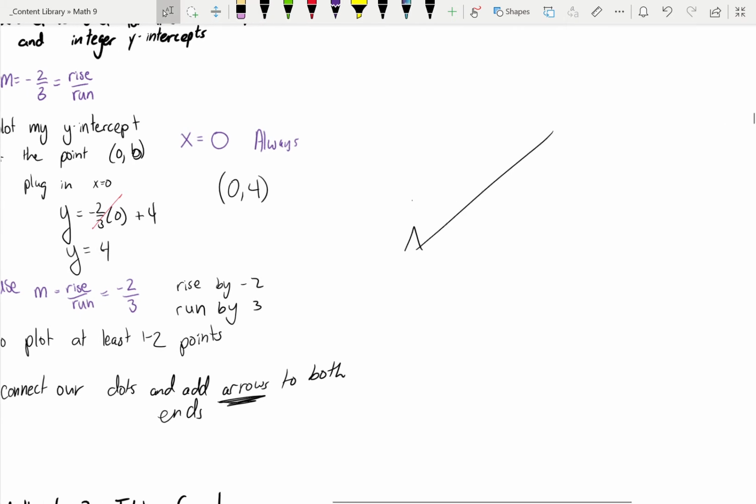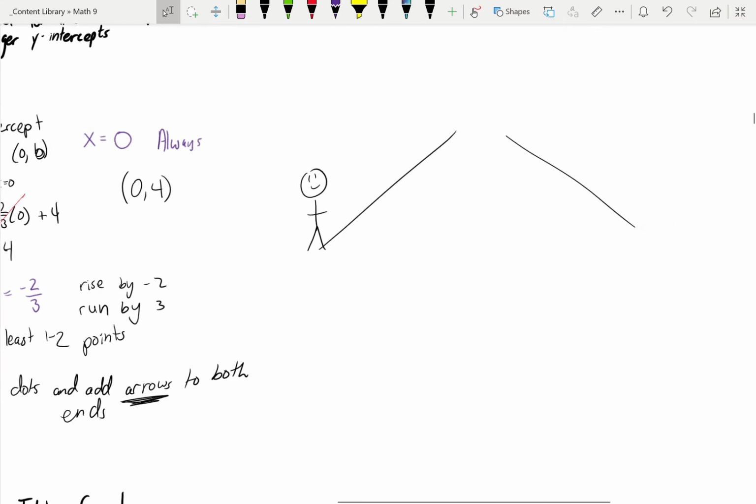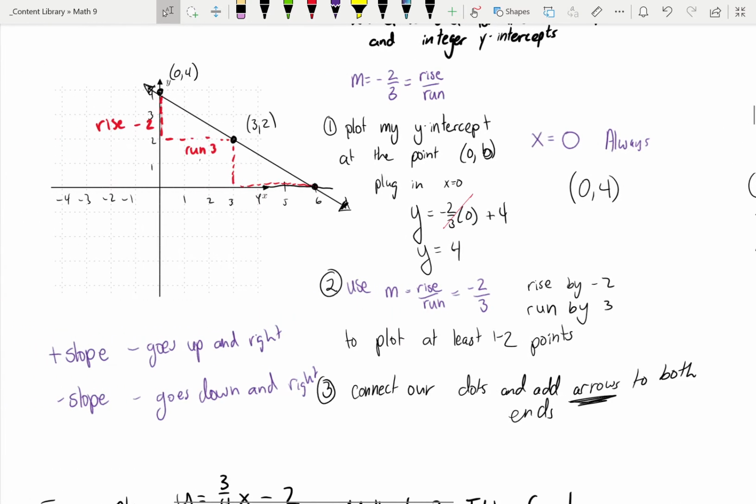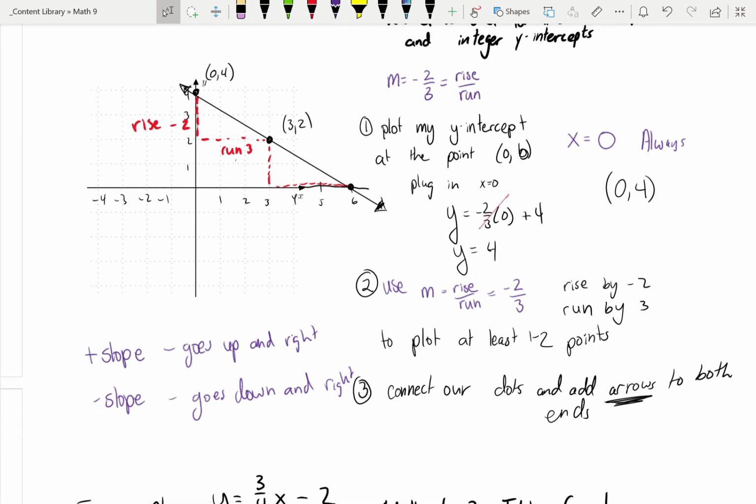I like to think of it as if you have a person and you have 2 lines, which way are they going, up or down our hill? So if you have a positive slope and your person is walking to the right, they're going to be going uphill. And then if you have a negative slope and they're walking right, we go downhill. And we read graphs left to right, just like how we read sentences left to right in English.